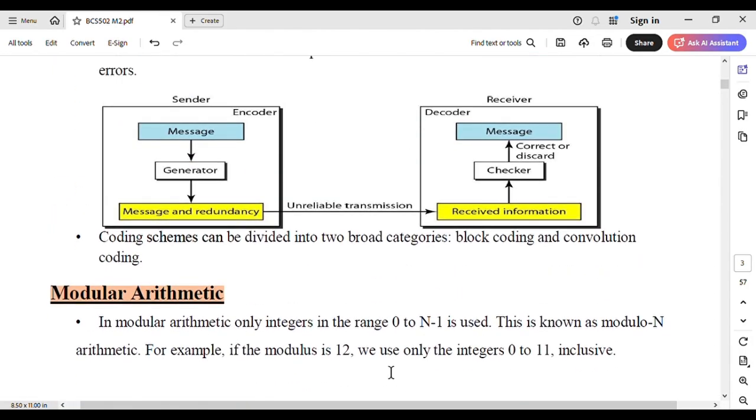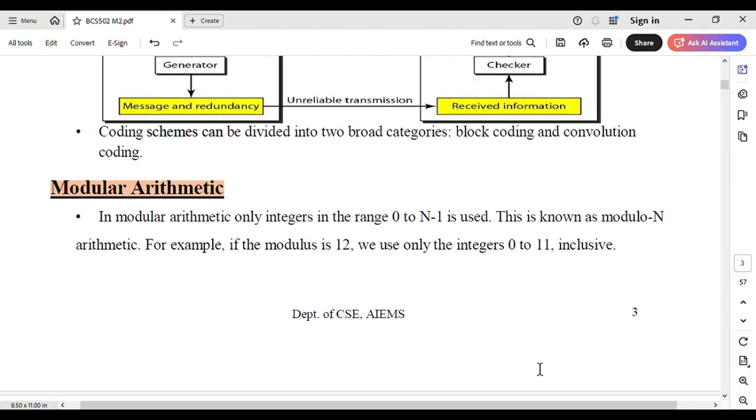Next we need to look at the modular arithmetic operation. In modular arithmetic, only integers in the range 0 to n minus 1 are used. This is known as modulo n arithmetic. For example, if the modulus is 12, we use only the integers 0 to 11 inclusive, because 0 is also included and up to 11, totally we have 12.